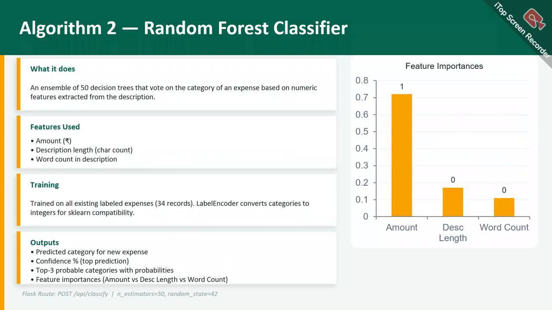Second, we have used random forest. This graph shows the food expenses trend over multiple months and predicted spending for the next month. After that, we use the random forest classifier. Random forest uses multiple decision trees to classify expense categories automatically. The features used are transaction amount, description length, and word count. The model predicts the most probable category and also gives us a confidence percentage and top category suggestions.